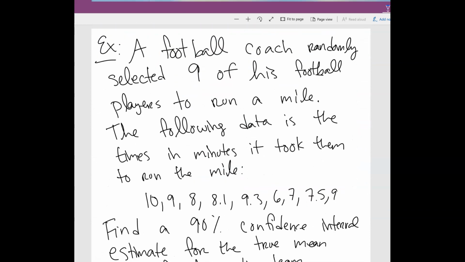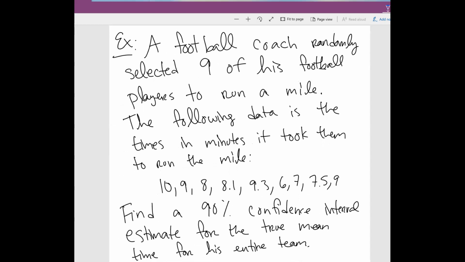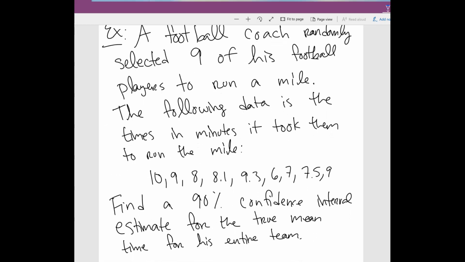So like this problem. A football coach randomly selected 9 of his football players to run a mile. The following data is the times in minutes it took them to run the mile. So here is all the data. He actually just gave you the data. He didn't tell you what the mean was. He didn't tell you what the standard deviation was. He just gave you the data. So it's 1, 2, 3, 4, 5, 6, 7, 8, 9. So there are nine of them.